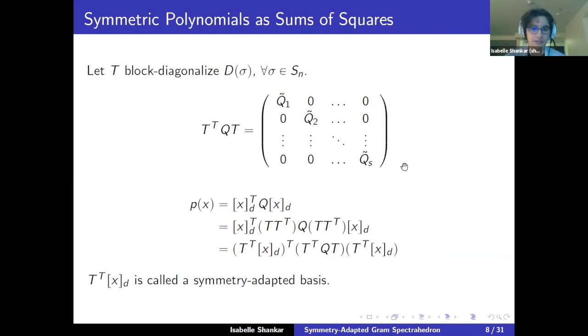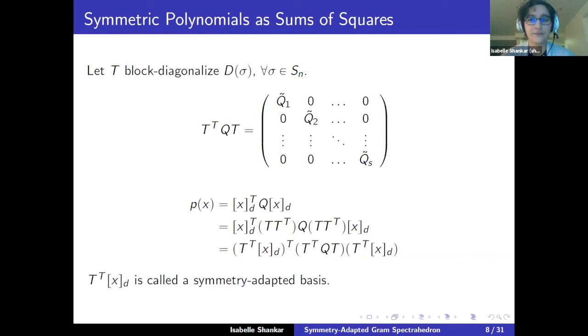Now, why would we want to block diagonalize our Q matrix? Well, it turns out that a matrix is positive semidefinite if and only if its blocks are positive semidefinite. So rather than having one big matrix to try to run a semidefinite program on, we've broken it up into smaller pieces.